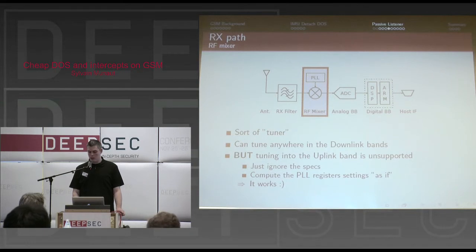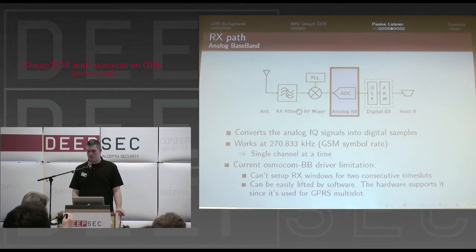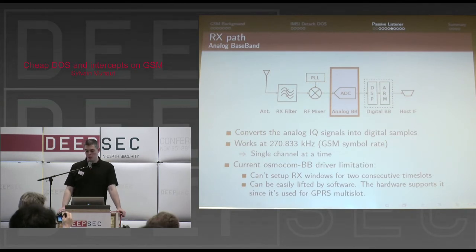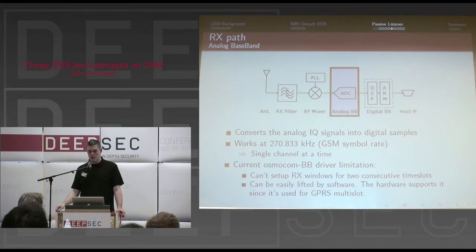So the RF mixer outputs analog IQ signals, quadrature signals, into the analog baseband. The analog baseband is basically an ADC. It converts the analog signal into digital samples that can be later processed. It doesn't really pose a problem for us.